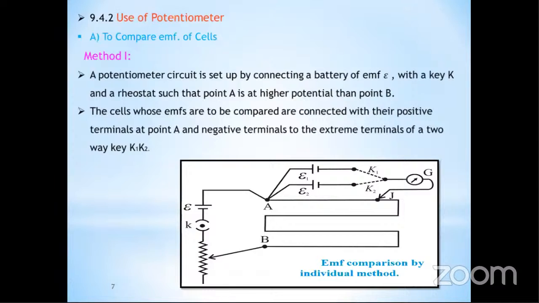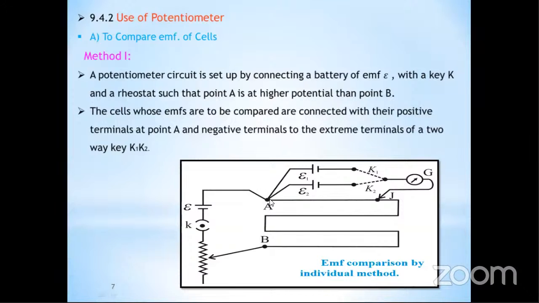Therefore, use of potentiometer. Here this circuit each and every time remains constant, because this circuit is nothing but the circuit of the potentiometer, that is this A to B. The potentiometer circuit is set up by connecting a battery E with a K key and rheostat such that point A is at a higher potential than the point B. Now, instead of this rheostat here, you can use the resistance box also. Here, this A to B, this is the potentiometer.